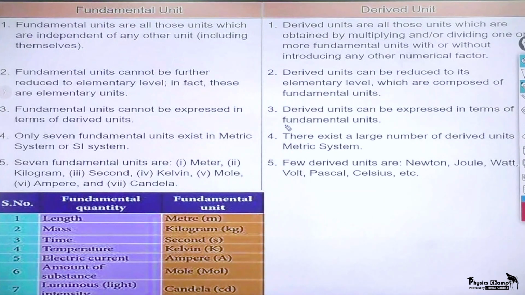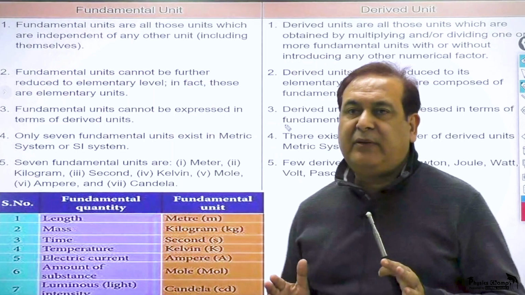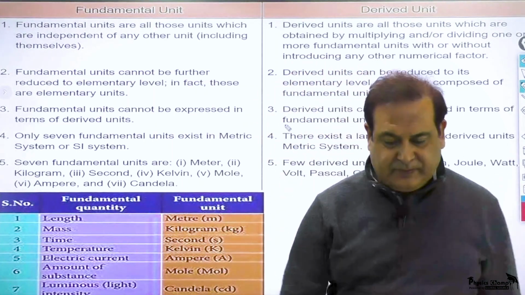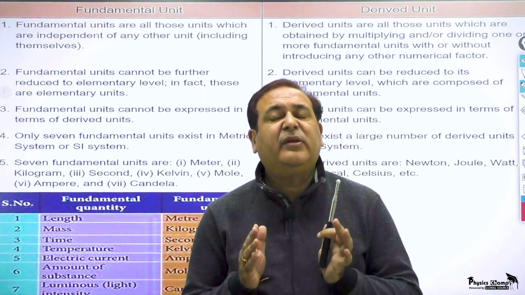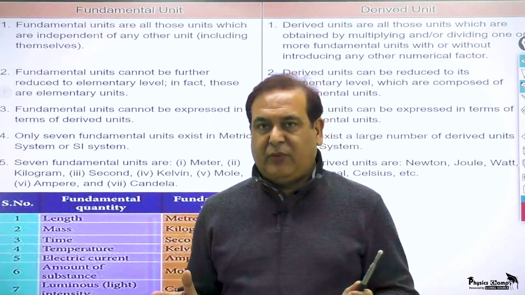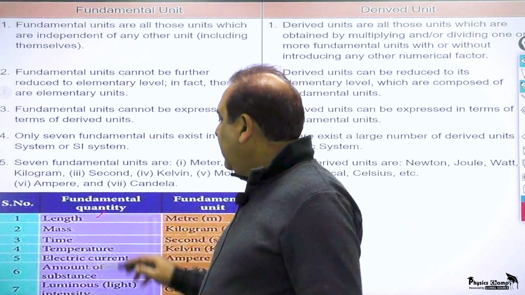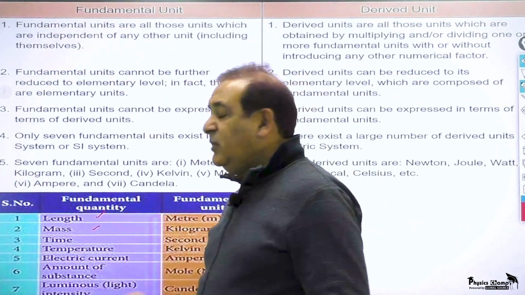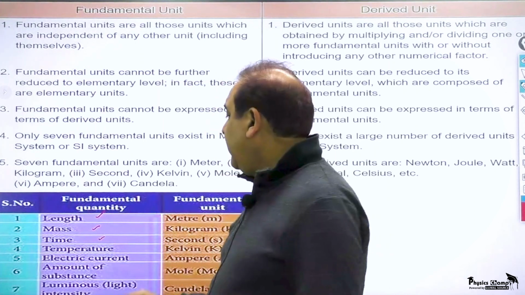Now, a comparison between the fundamental quantity and fundamental units and derived physical quantity and derived units. There are some most fundamental physical quantities which cannot be further defined in terms of each other. For example, talk of length. Length is a fundamental physical quantity. Mass is a fundamental physical quantity. Time is a fundamental physical quantity.